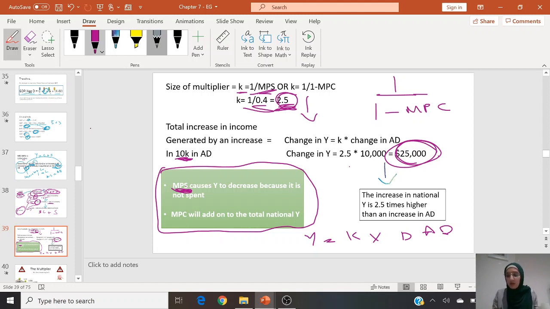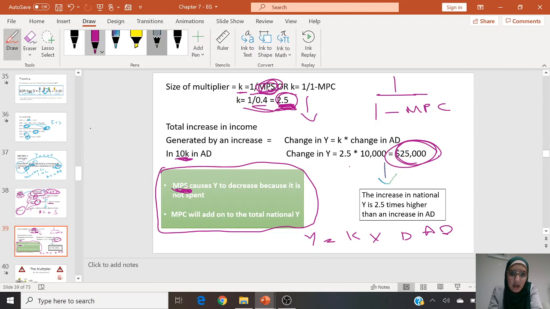K equals 1 over 0.8, which is 1.25. That's a lot lower than this, and the reason for that is because the MPS is higher. It was 0.4 here, and we did 0.8. When the MPS is high, the multiplier is low. When the MPS is low, the multiplier is high. Now, also keep in mind that the MPC will add onto the total income.